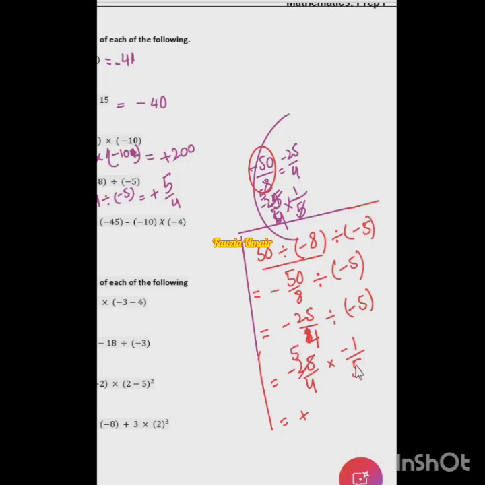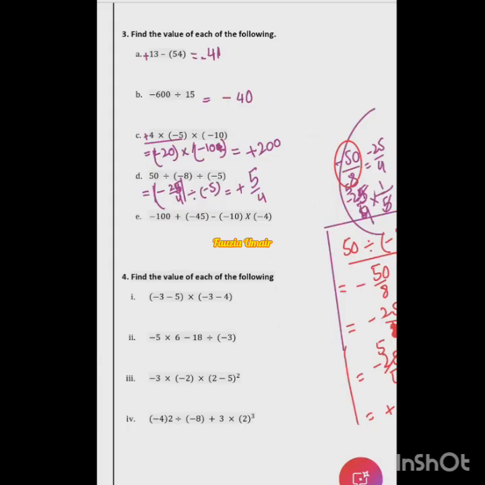5 fives are 25 and 5 ones are 5. So we are left with 5 in the numerator and 4 in the denominator. Okay, are we clear now? Yes, ma'am. So plus 5 by 4 would be the answer.